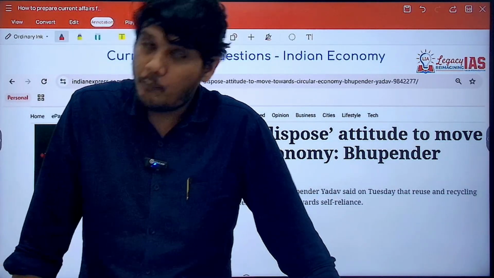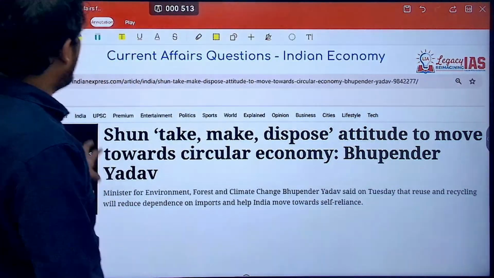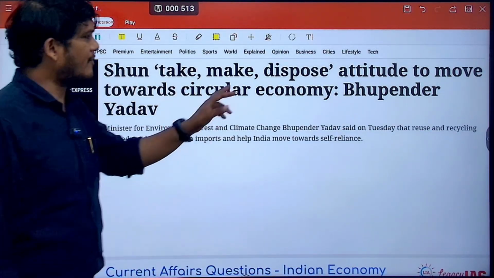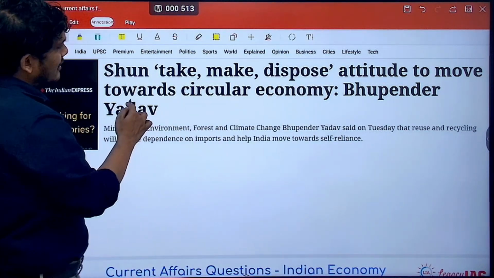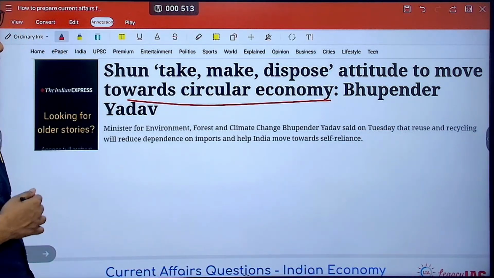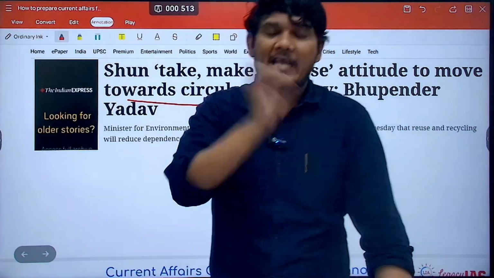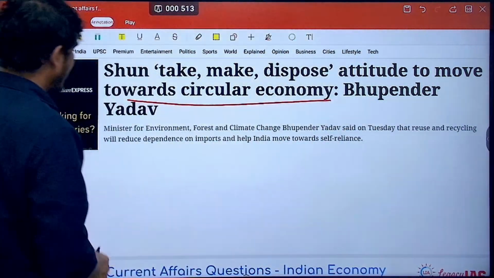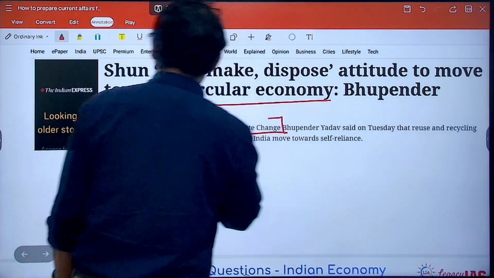Now, both the questions are of 2025, and this question is also for 2025. Let us see. There has been a news in the Indian Express: Shun, take, make, dispose attitude to move towards circular economy is what is being said by Bhupendra Yadav. Now, who is this Bhupendra Yadav? You don't have to worry about the name of the person, you have to worry about the designation of the person. This person is basically Minister of Environment, Forest and Climate Change.